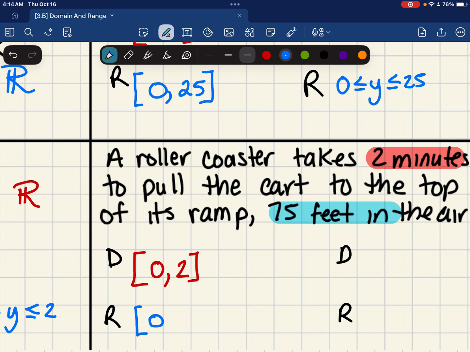But I'm assuming it's ground level, so we're going to call it 0, okay? Because it doesn't say it starts underground. And then it goes up to 75. So when I go to write my inequalities, our domain has a 0 and a 2, so we put our compound inequality. Domain uses x's. And our range, again, is another compound inequality, because there's 2 numbers. And it uses y values.